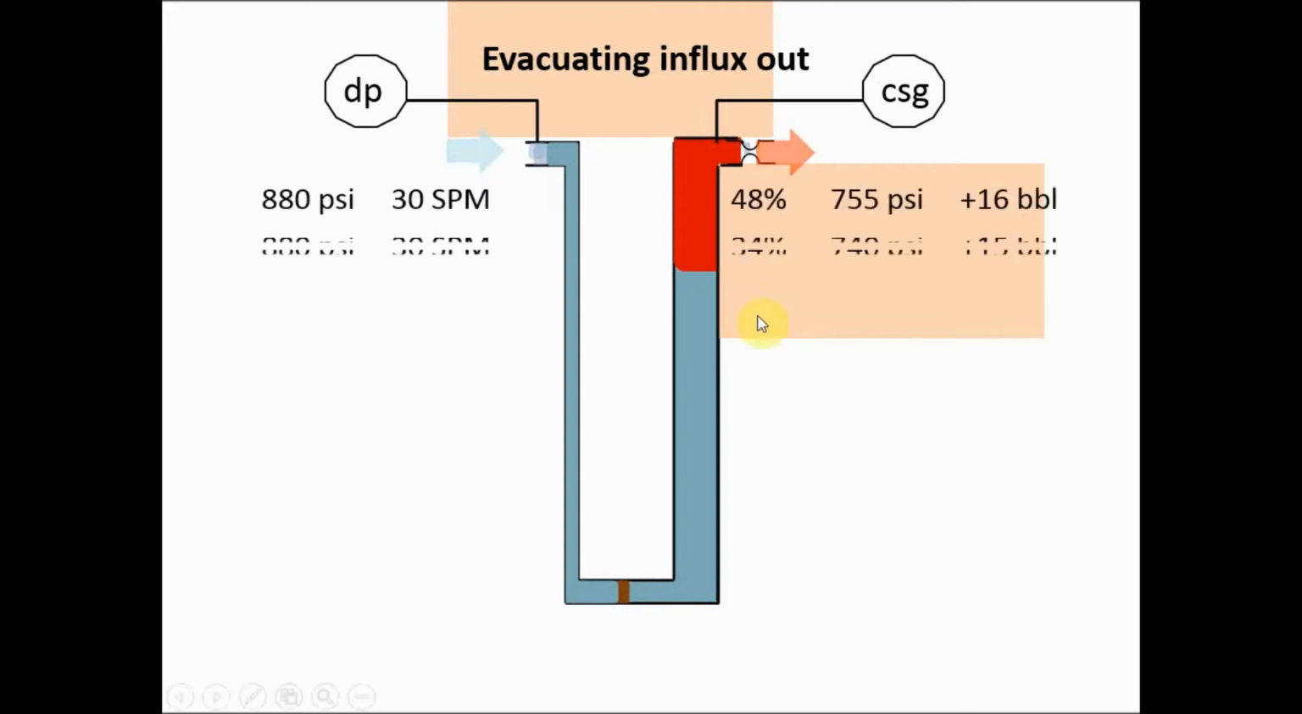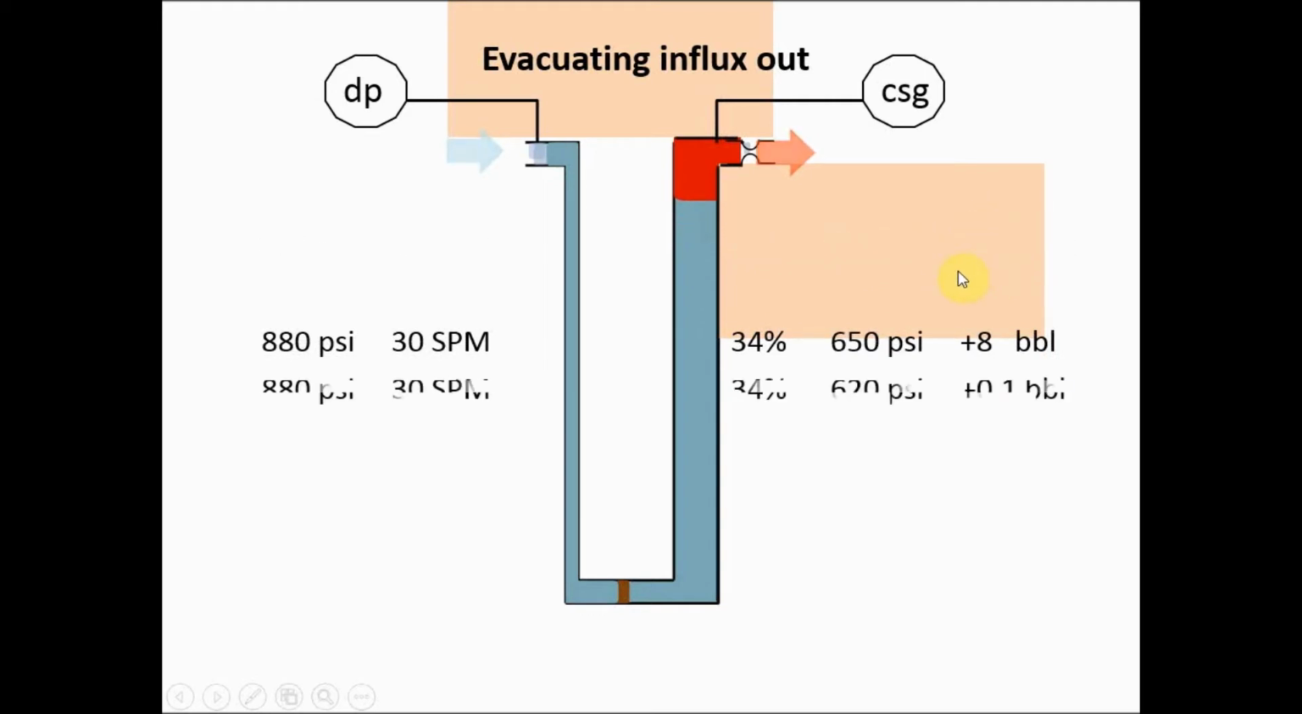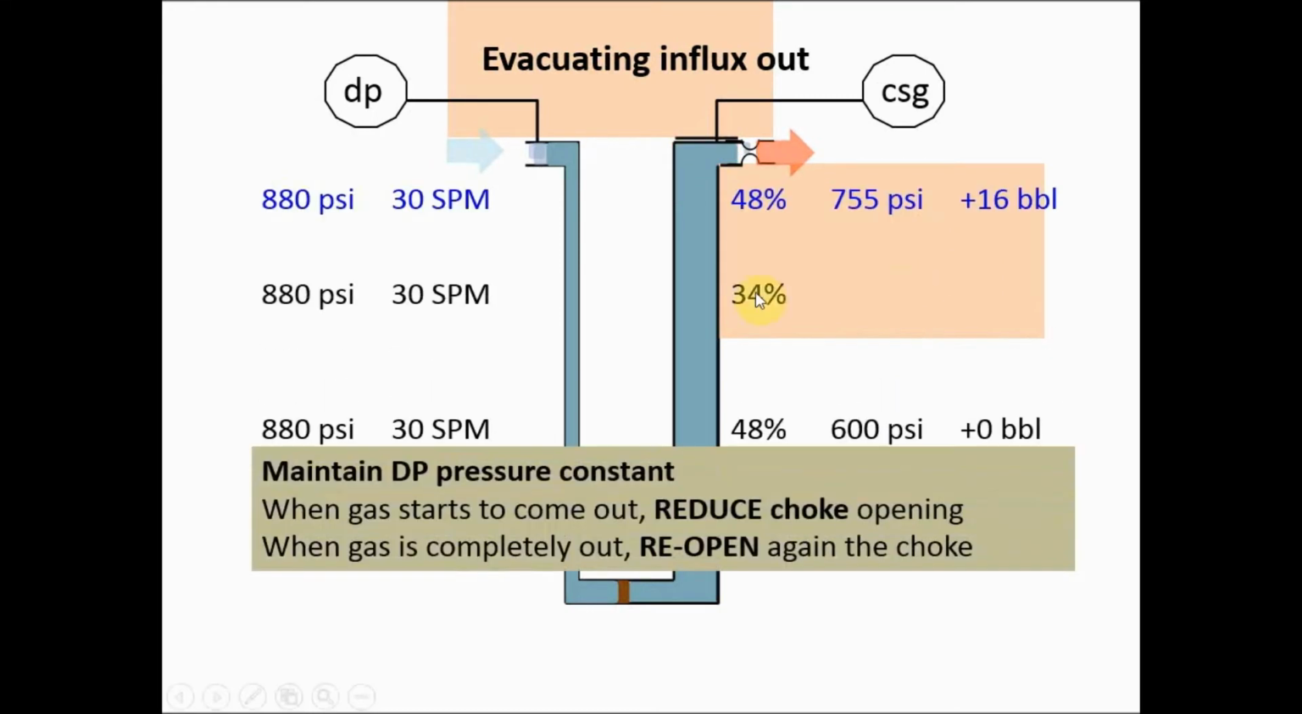So we need to reduce the choke opening. Here we reduce from 48 to 34%. And we see the pit gain is decreasing because the gas has been evacuated out of the wellbore. We see that during this process, we maintain drill pipe pressure constant.